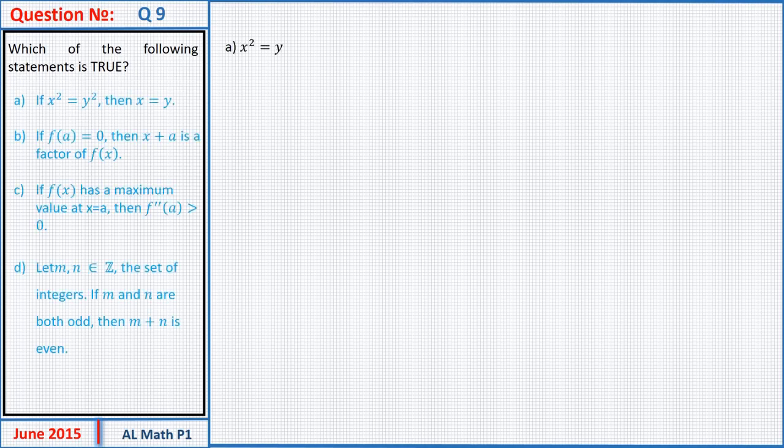Question 9. Which of the following statements is true? So they've given us different statements here, asking which one is true. We'll take the first case, A. A says that x squared is equal to y squared.